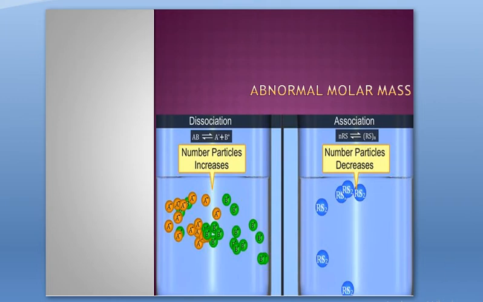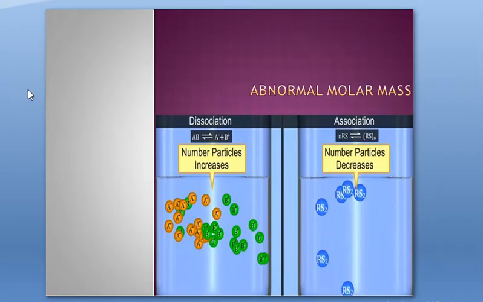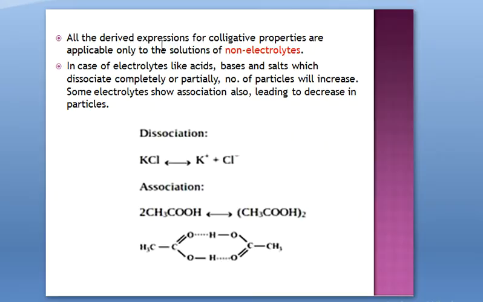Now this is the last topic of the unit, solutions, and the topic is abnormal molar mass. Now we'll come back to this diagram later. You will have to pay attention to detail in this presentation because usually very tricky objectives come from this topic. Now where are we again? We are doing abnormal molar mass.